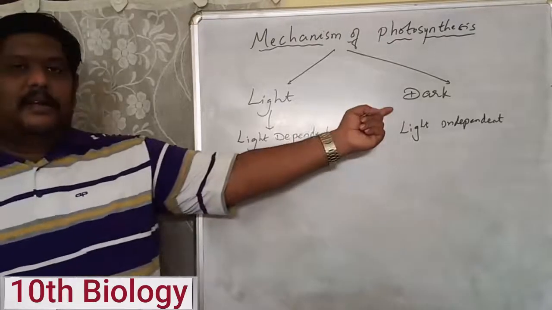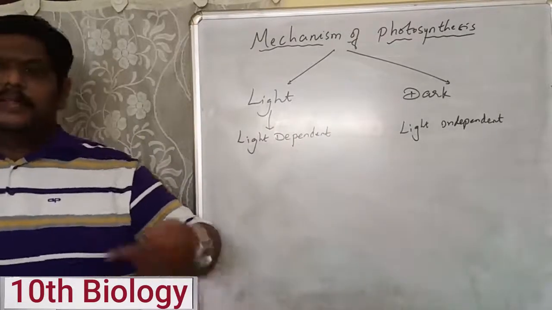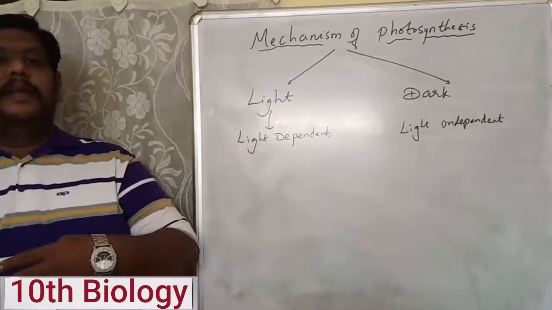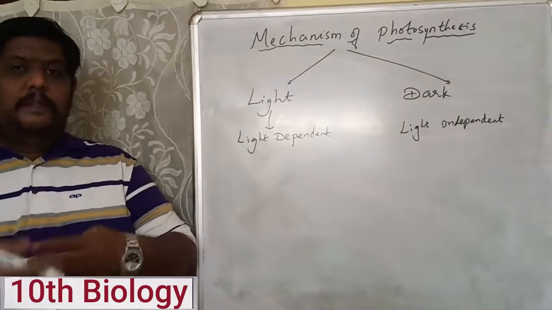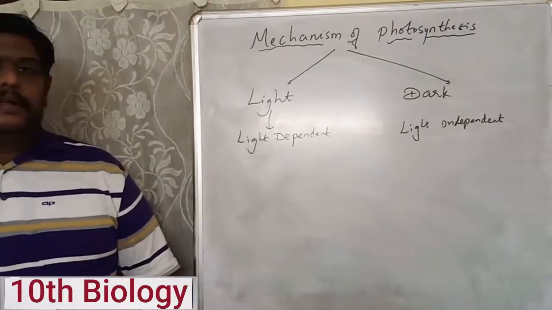Whereas in the dark reactions, they are not at all dependent on the light. They may take place even in the presence of light or in the absence of light. So they are not completely dependent on the light. That's why they are called the light independent reactions.